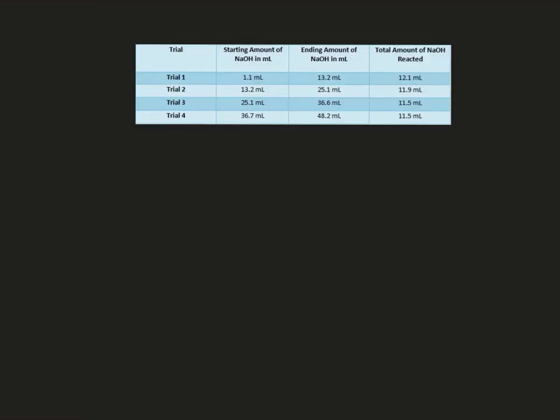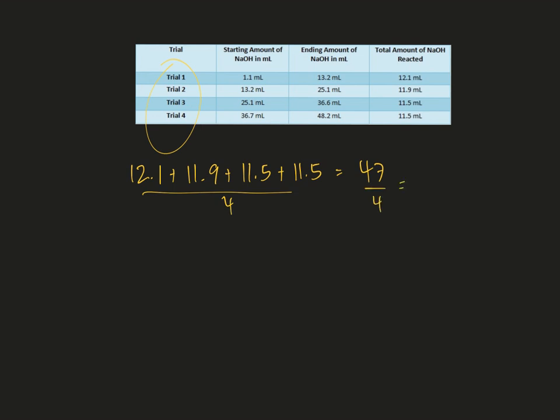Once we have collected at least 3 trials, we can take an average of the volume. Here's some sample data where we have collected 4 trials. So let's take an average of this data: 12.1 plus 11.9 plus 11.5 plus 11.5 equals 47. And we'll divide that by the number of trials, 4, which gives us an average of 11.8.